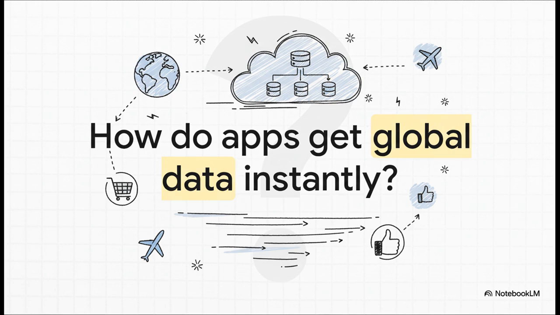I mean, really think about it. When you search for something online, book a flight, or even just scroll through your social feed, you're sending out a little request, a query that has to grab bits of information from computers all over the planet. How does it happen so fast? That's exactly what we're going to break down.